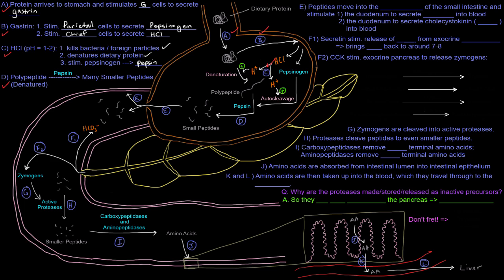Then we've got part E. Okay, so now the peptides are going to move into the duodenum of the small intestine and stimulate the duodenum to secrete secretin into the blood. Secretin. Can I fit that there? Yeah. Okay. And also, it's going to stimulate the duodenum to secrete cholecystokinin, or CCK, into the blood. Okay, so that's right here. The part E, just these small peptides moving out into the small intestine from the stomach. They're going to stimulate the small intestine to secrete those two hormones into the blood. So that's part E.